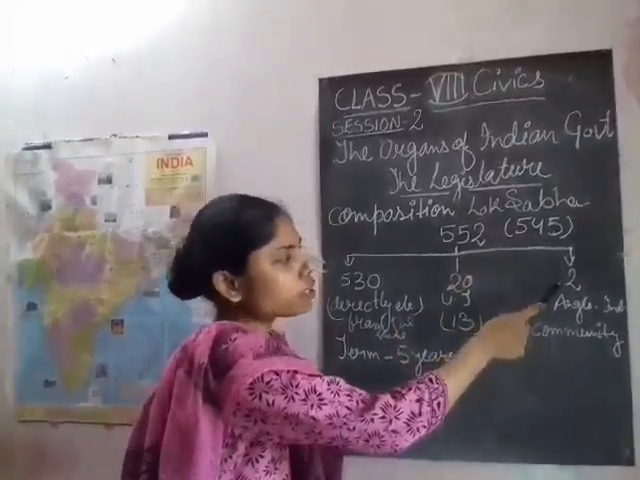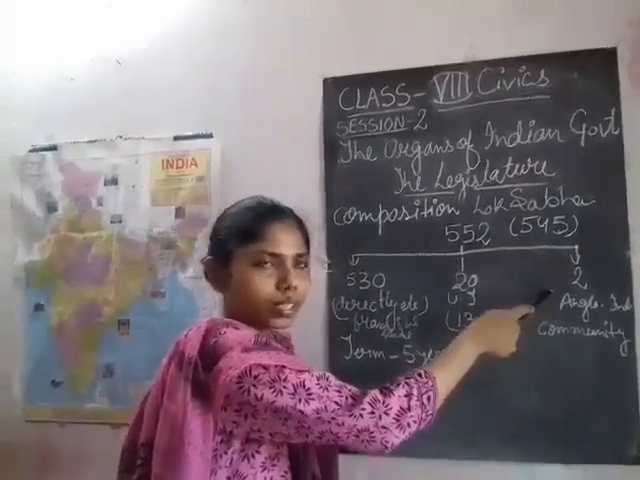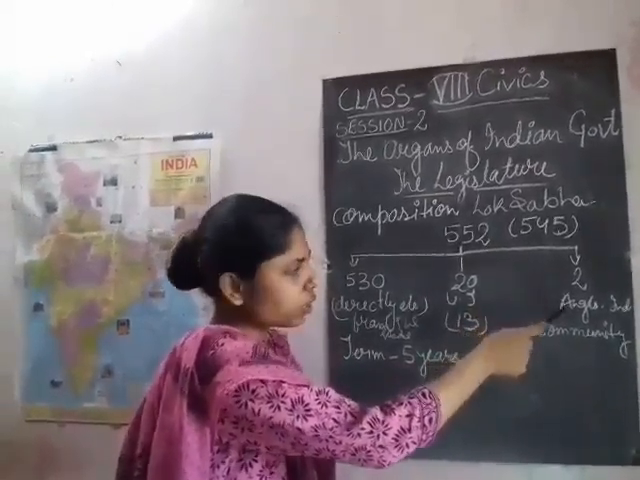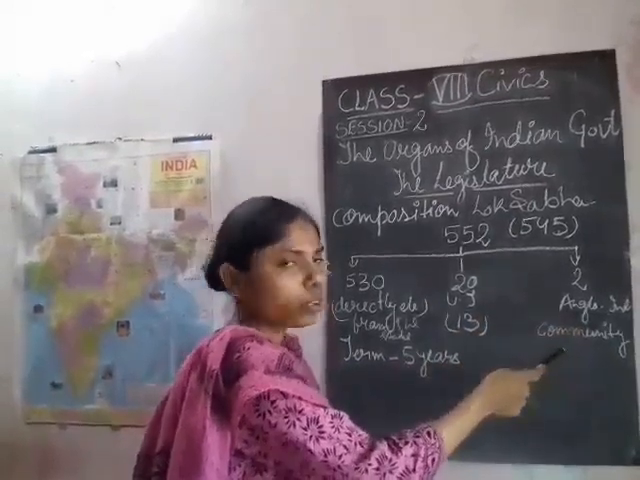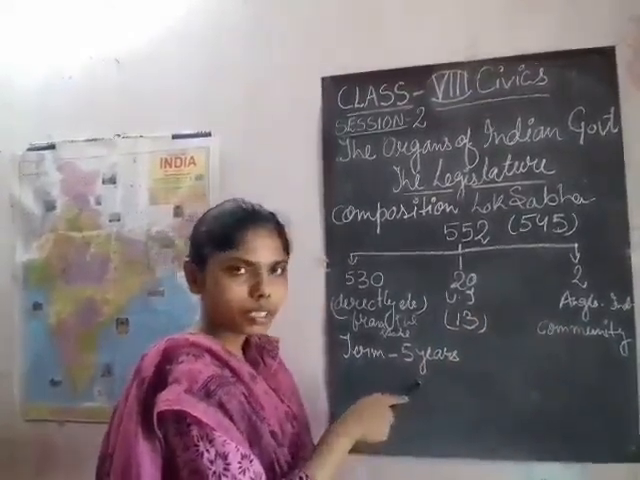Two members are nominated by the President of India. They are from the Anglo-Indian community. Its term is 5 years. So you can see in the picture the leader of the house, the Prime Minister, is the leader of the Lok Sabha. You can see Mr. Narendra Modi in the picture.